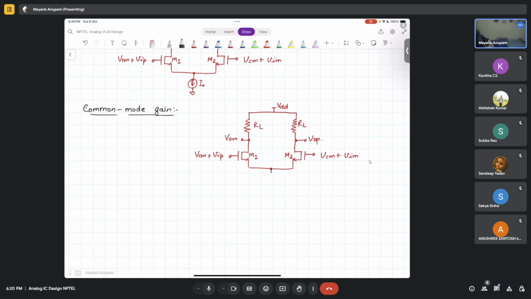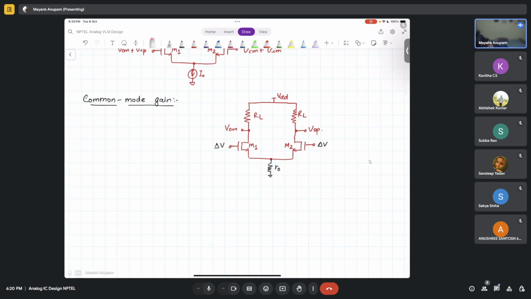So this will be replaced by its resistor, R naught, isn't it? And at both these places we have to apply a delta V, which will be exactly the same, correct? And then we'll have to see how much gain we would expect because of this. Are you getting my point?